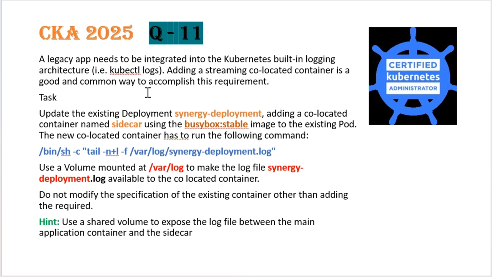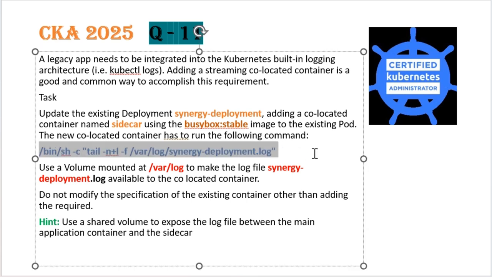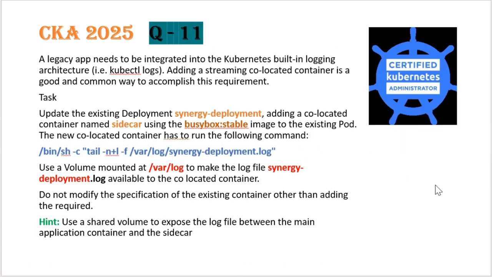Here we need to add a co-located container as a sidecar container named sidecar, using the image busybox, into the existing pod. So we need to modify the deployment and add a new container called sidecar with the image busybox. And we need to add a command in the newly added container, and that is the var log synergy deployment log file.